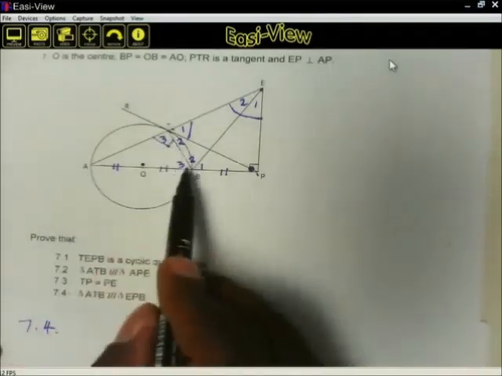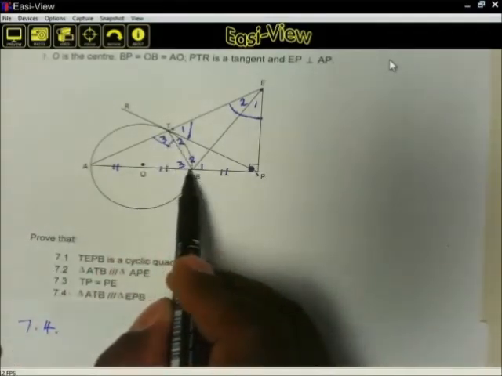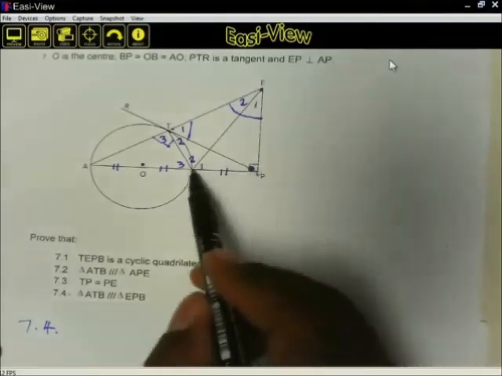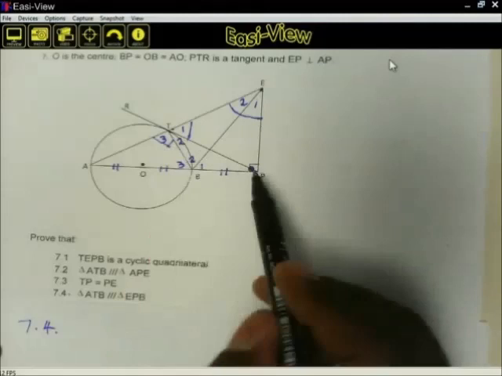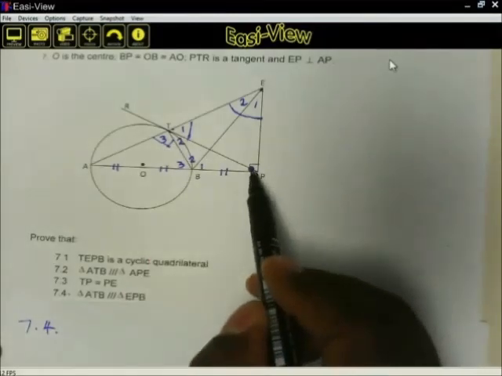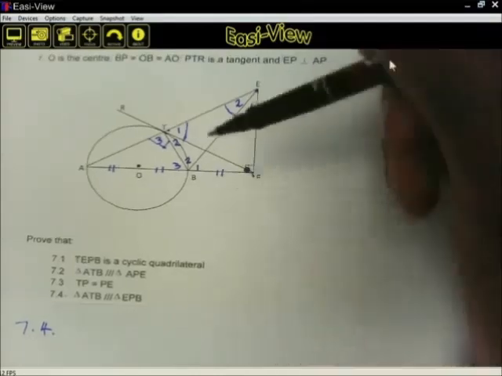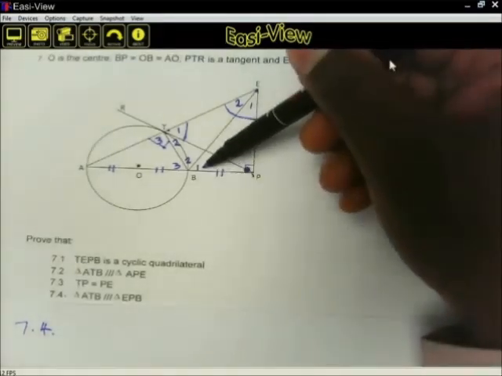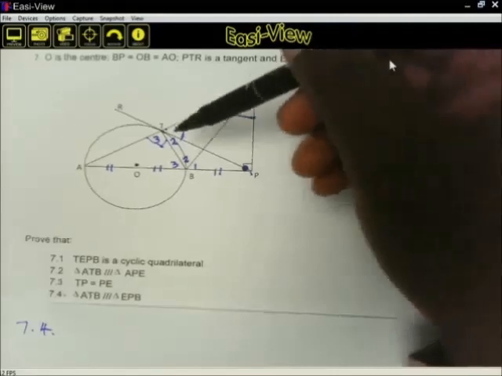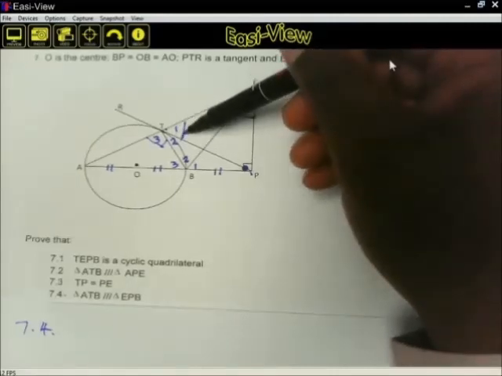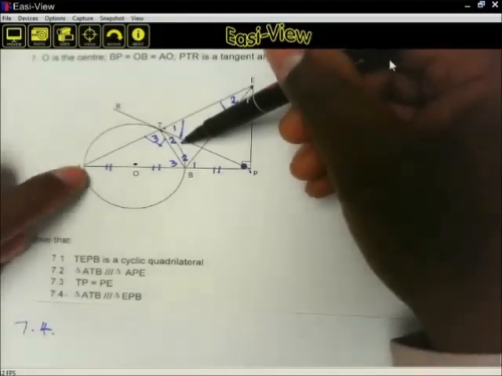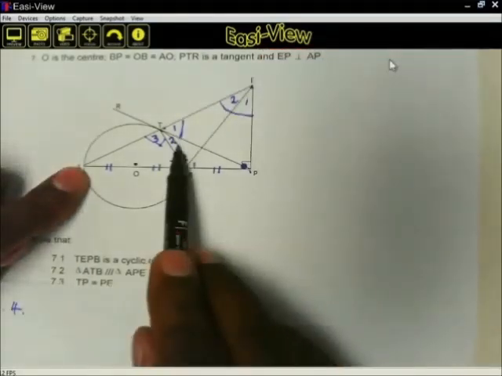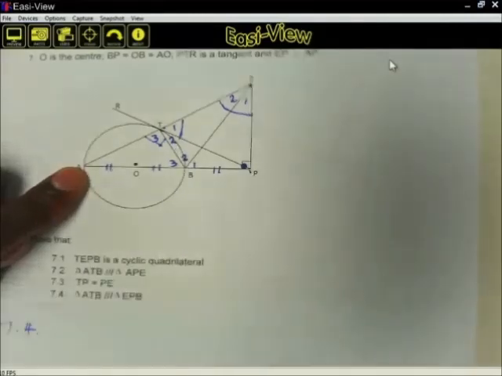Triangle ATB and triangle EPB. Already you've got angle T3, you've got that one, it's 90 degrees. And check B1, this angle B1 is equal to T1. T2 here, according to the tan-chord theorem, T2 is equal to angle A. Check angle T2 is equal to angle A according to the tan-chord theorem.